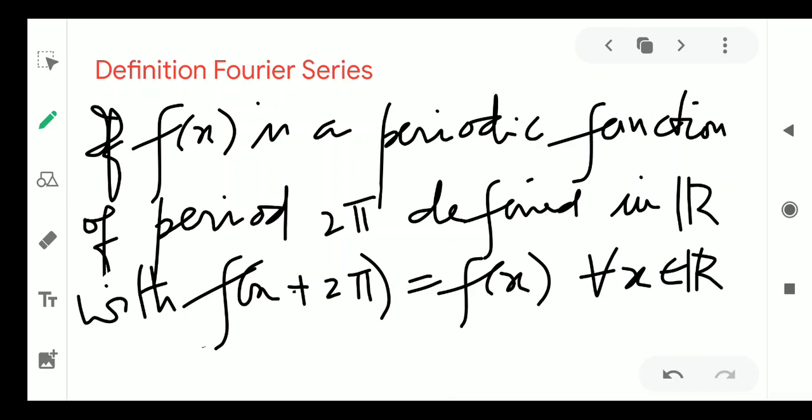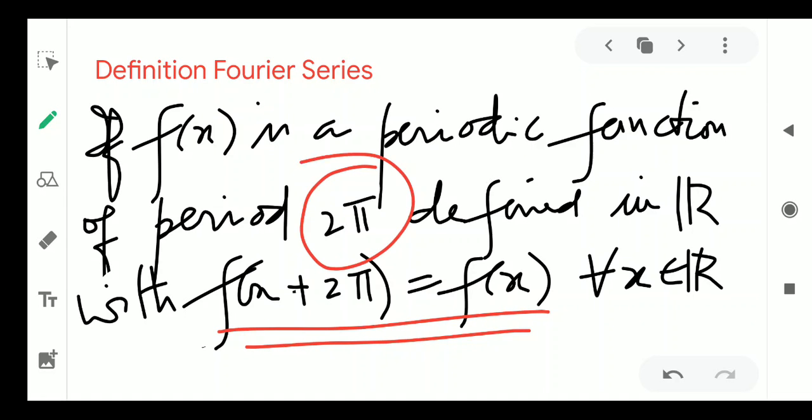So just go through a few more examples from your text. Then, if f of x is a periodic function of period 2 pi, this is how the definition of the Fourier series goes. If f of x is a periodic function of period 2 pi, defined in R with this equation, f of x plus 2 pi is equal to f of x.